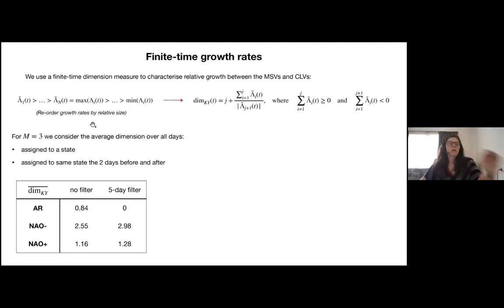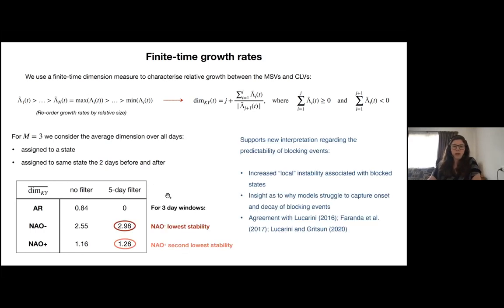And for the MSVs, we wanted to look at what the implications were for those short times. So we considered the average dimension over all days which were assigned to a state, and then all days in the middle of a persistent state, saying that the model had been in that state for 2 days before and after, and so we took the average over that.